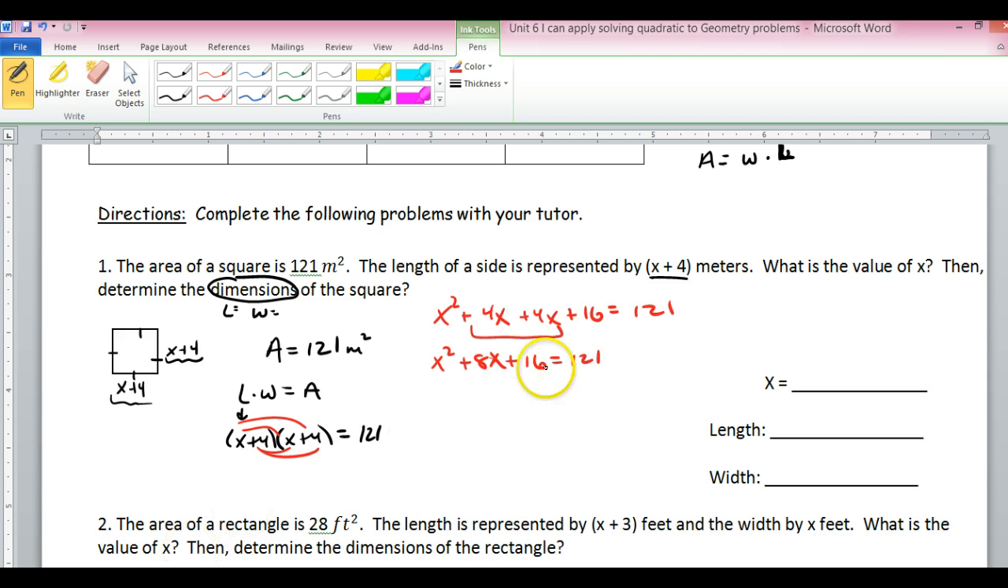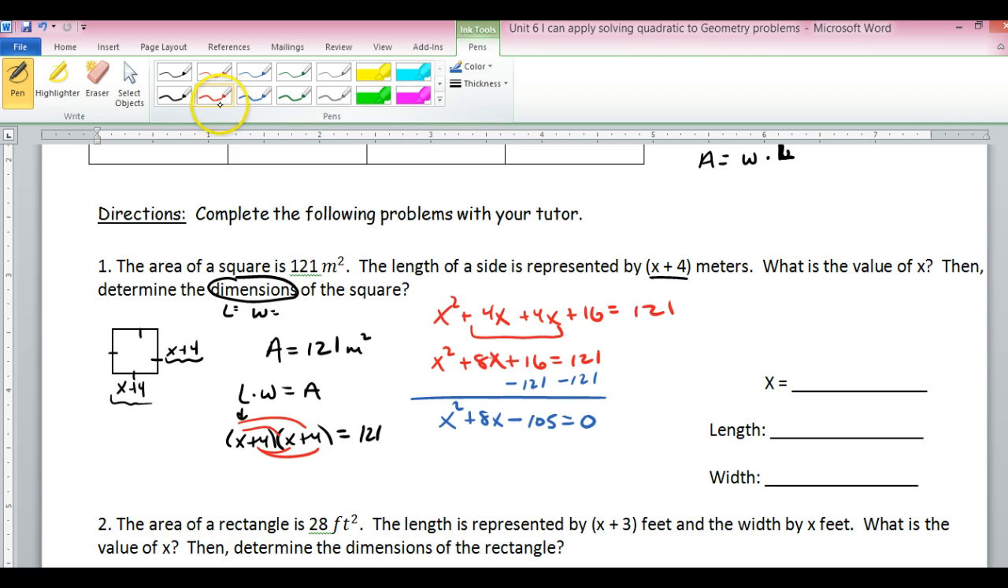121. If you remember, solving quadratics, our first step is always to set it equal to 0. So now I subtract the 121. I end up with x squared plus 8x minus 105 equals 0. Now we are ready to solve. So what method do we use to solve this? Well, we have two options. One, we could look to see if it's factorable, or we can use the quadratic formula.